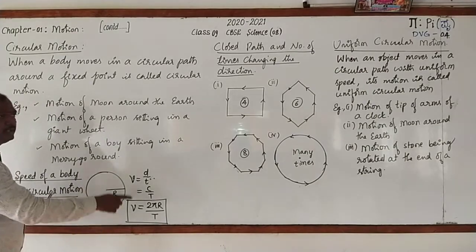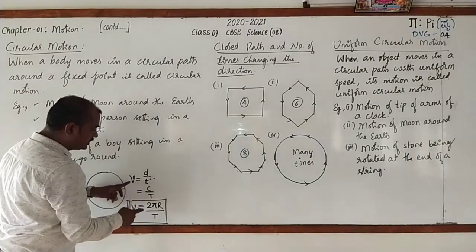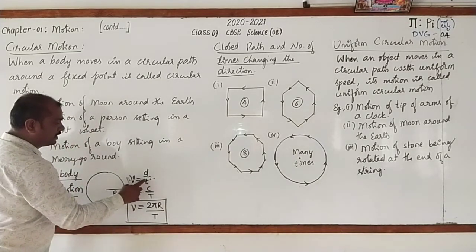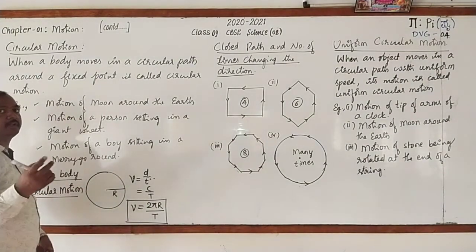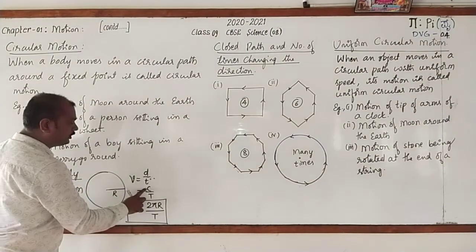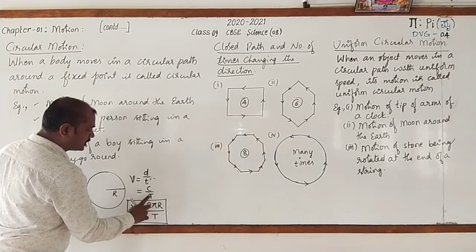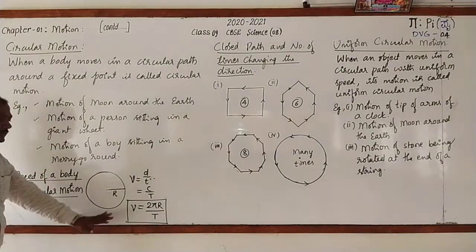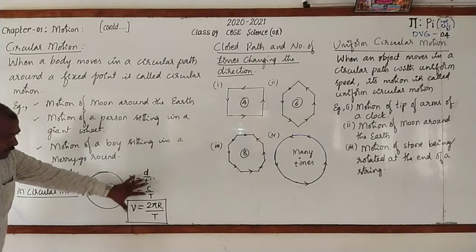When a body is moving in a circular path, you can find out its speed by using this formula: v equal to d by t, that is the common formula, and the distance, if it completes one round, we take c. If it completes 2 rounds, we take 2c, nothing but the circumference. And v is equal to, circumference is nothing but 2 pi r, divided by t. This is the formula. So you have to write this again, then draw this figure, then write this formula.